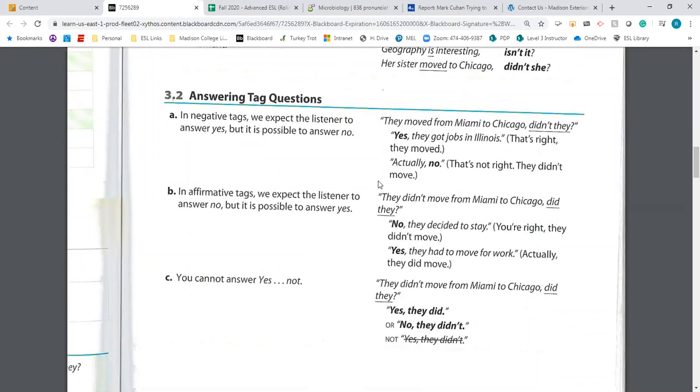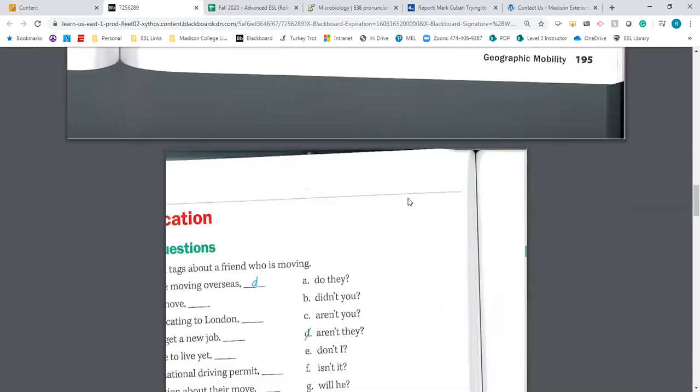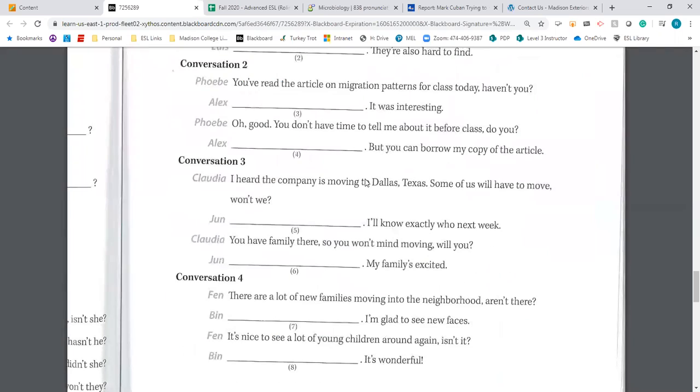Tag questions are often yes, no. And so if someone asks you a tag question, you answer with a yes or a no. And then you might need more information. Okay, I'm going through this quickly. You can pause the video or click on this document to look at it in greater detail.